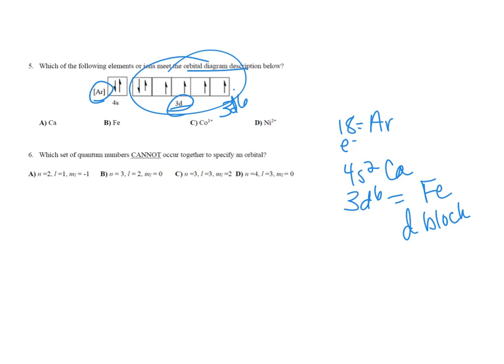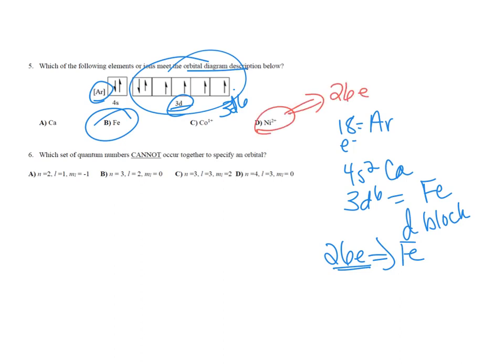Just to double check, I like to add up all my electrons. 18 plus 2 plus 6. And that's 26 electrons, and I look, and that also correlates to iron. So it's a double check. So iron is here. Now, if you look at nickel, nickel 2 plus also has 26 electrons. And cobalt 1 plus also has 26 electrons. Iron has 26 electrons. So why did I not pick cobalt and nickel?